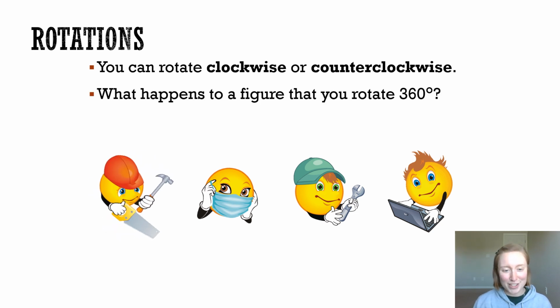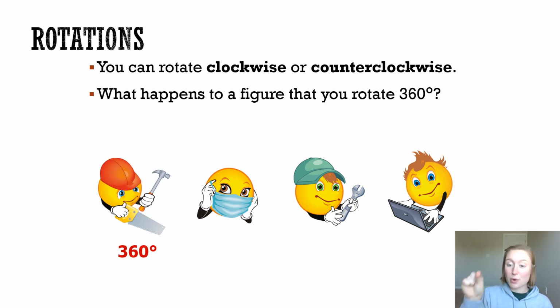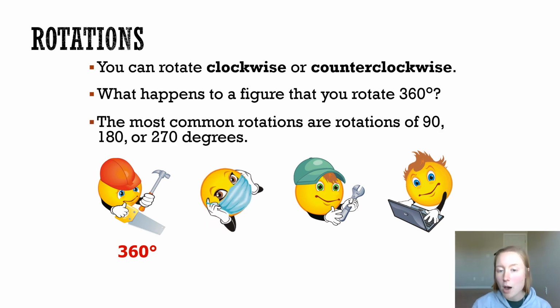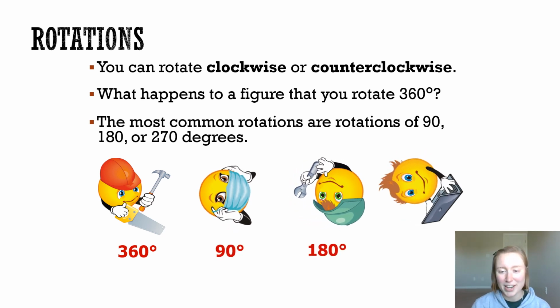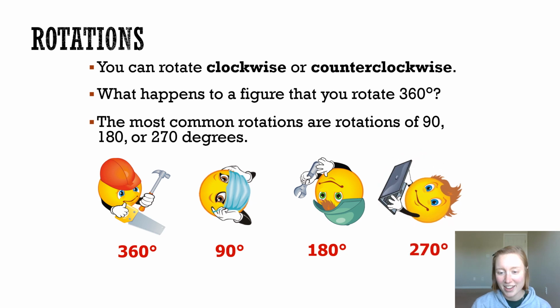So that's a 360-degree rotation. It means that we rotate it all the way around, right? If you ever hear people talk about a full 360, it means they go all the way around. Most common rotations are 90 degrees, which is one turn, 180, and then there's your 270.